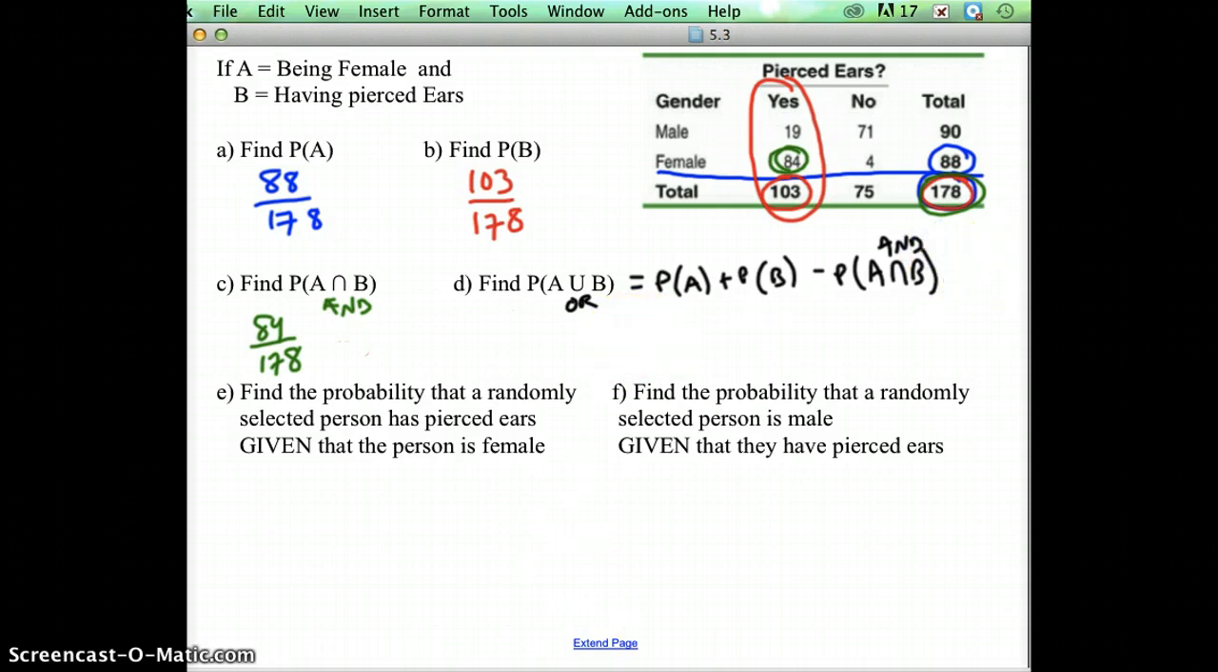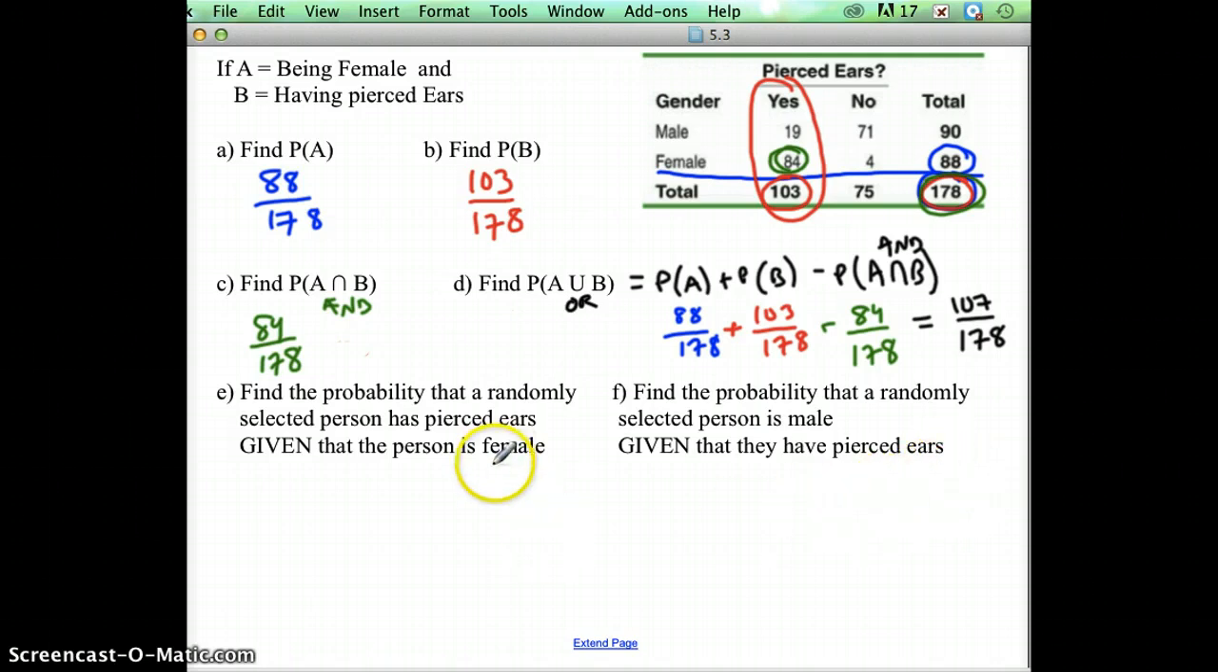So we have all that stuff. We already found that the probability of A is 88 over 178. We found the probability of B, having pierced ears, is 103 out of 178. And then we have to subtract off the overlap, those females who have pierced ears, 84 out of 178. And then when we figure that out, we get 107 out of 178.